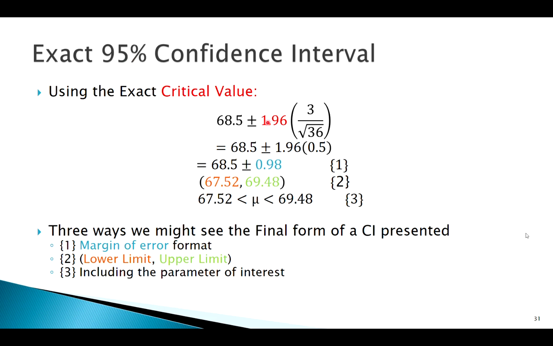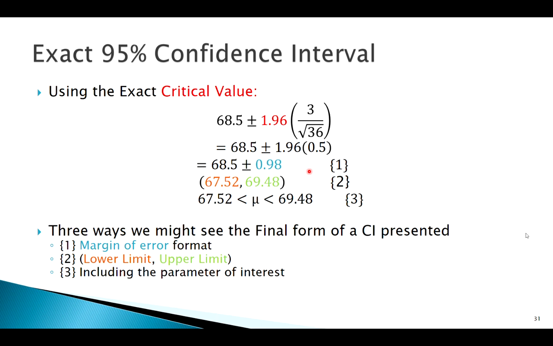And the calculation that we did, 68.5 plus or minus 1.96, this is called our critical value, times the standard error. Right, we did this math. Our standard error is 0.5.